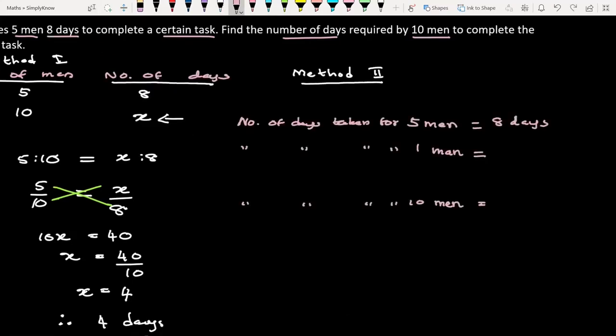What about the number of days taken for one man? We know that lesser the number of men, higher the number of days taken to complete the task. So it should be 8 times 5. One man will take 40 days to complete this task.